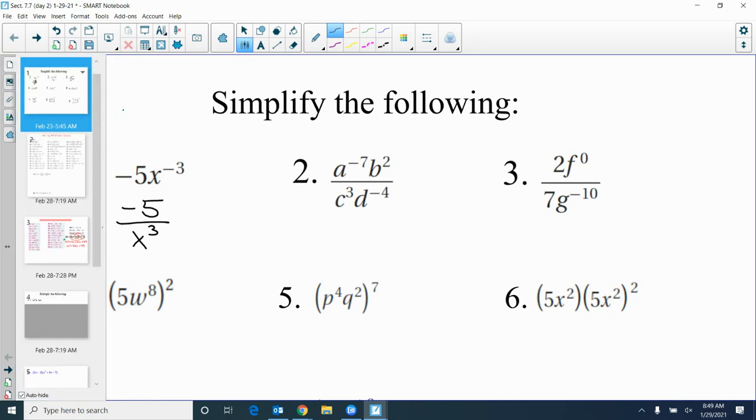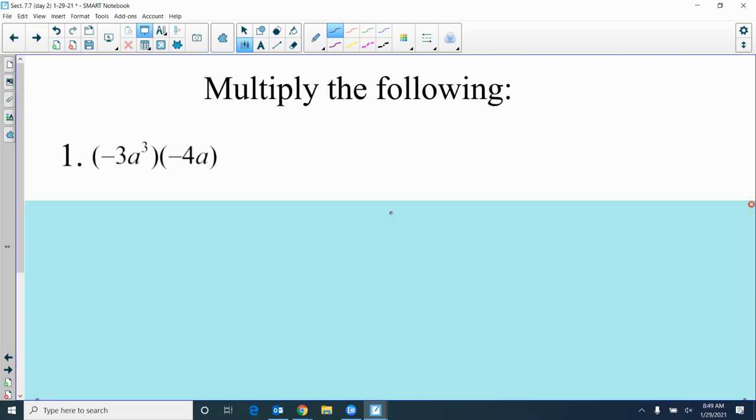Sam, what do you think this answer is? Positive 12a to the fourth. That would be the answer. Take negative 3 times negative 4, positive 12, and then when you take a cubed times a, that is to the first power, and that gives you a to the fourth.